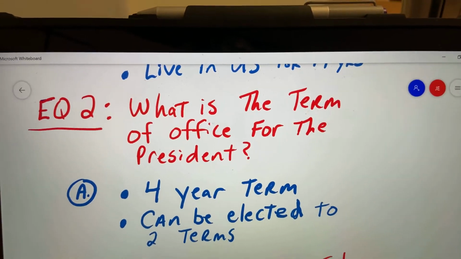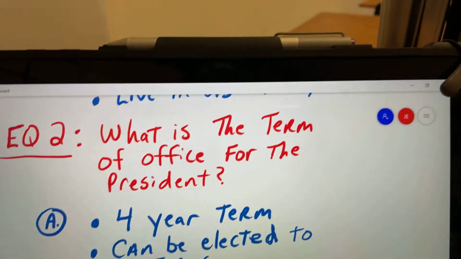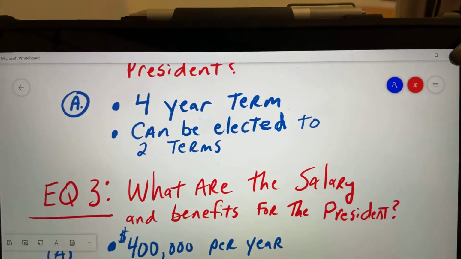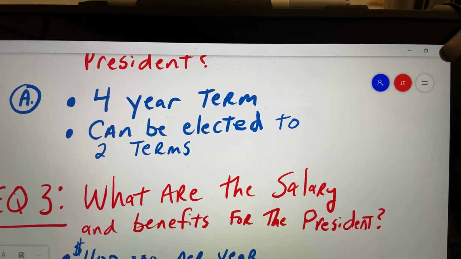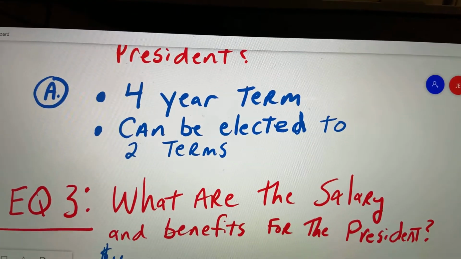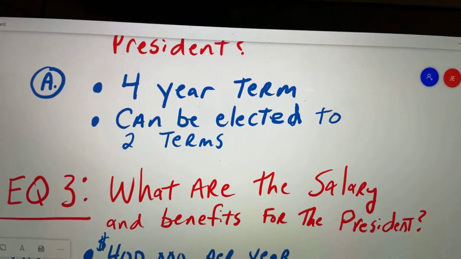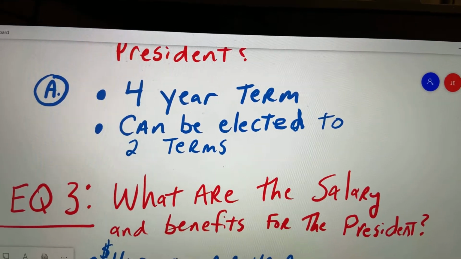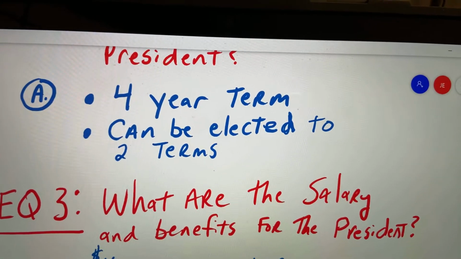Now we get to the part about the president being cheated in his salary. So this is the last essential question today. It says, what are the salary and benefits for the president? I told you about a time when I thought I was cheated out of money. I really wasn't, but I felt like it. What are the salary and benefits for the President of the United States? Well, let's take a look.